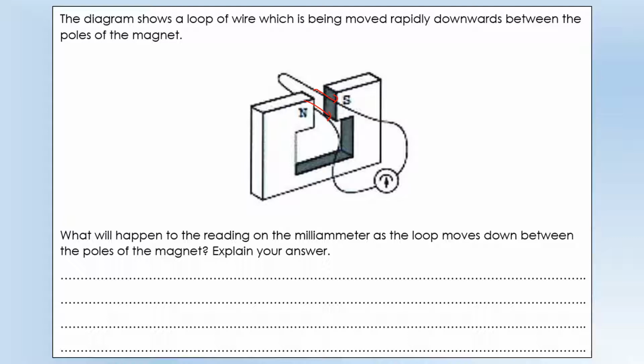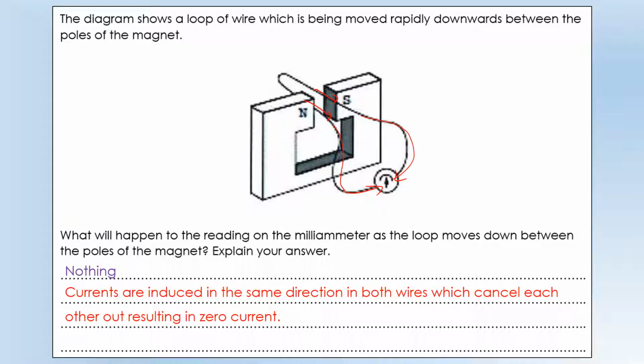However, what you'll notice is that if we track those around, those are actually going in opposite directions around the circuit. So actually nothing is going to happen here at all. So the answer in terms of what's going to happen on the milliammeter is nothing. And the explanation is the currents are induced in the same direction, like we can see, which cancel each other out in terms of the circuit, resulting in zero current.